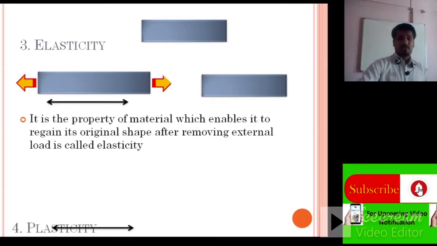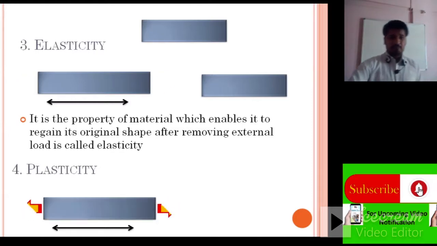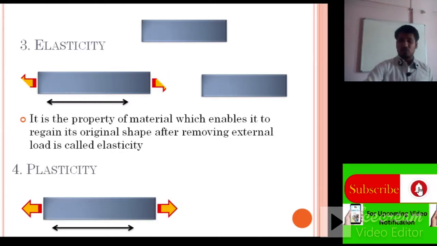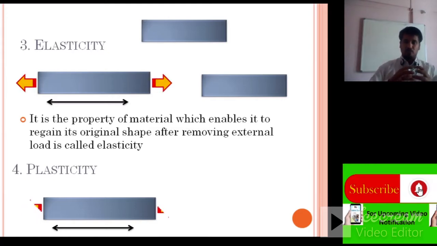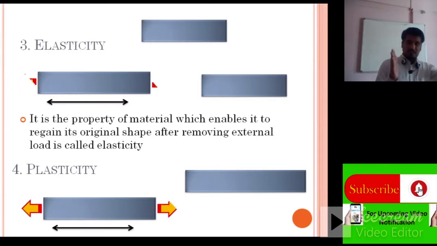And opposite of that, the next property is plasticity. We will take some example for that. Here is a metal rod and we apply an external pull type of force at both its ends, and by applying the external load the length of the material increases in the positive dimension. Before that, in the elasticity property we discussed that when the length of the material increases, after removing the external load the material comes to its original shape and size.